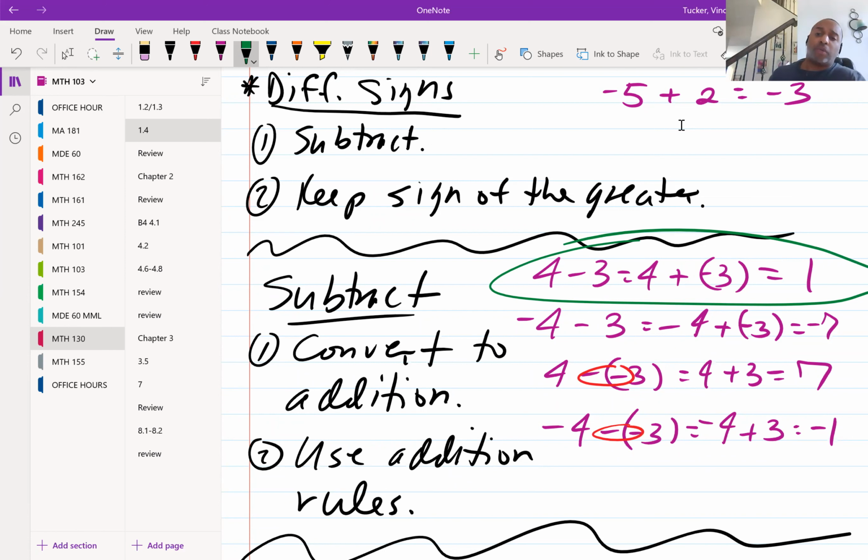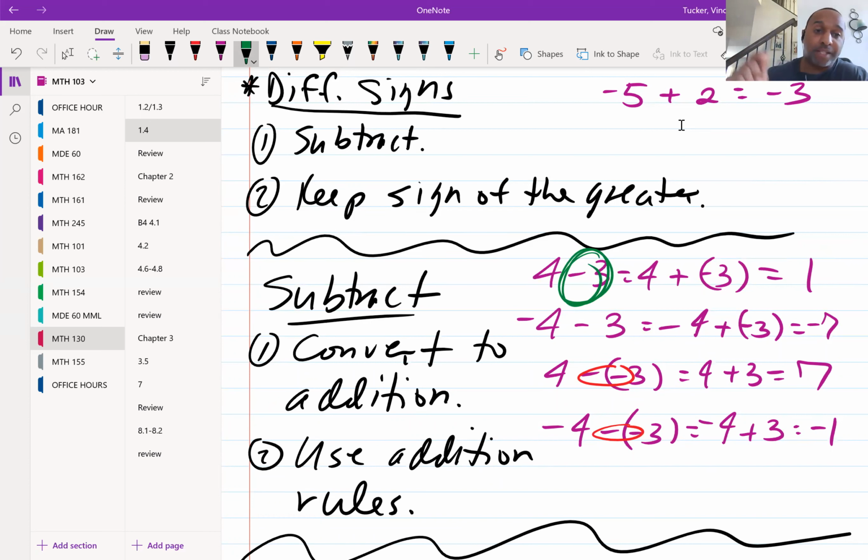So always keep in mind that your minus sign stays attached to the number that is sitting behind or in front of. So this will always be a negative 3. It's not just minus 3, it's negative 3. Okay, so 4 plus negative 3 is a positive 1.